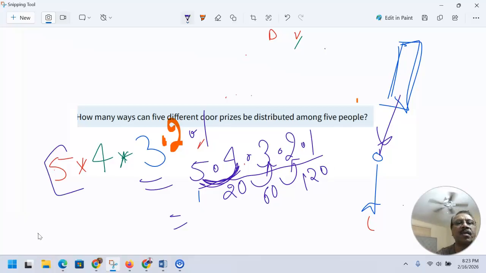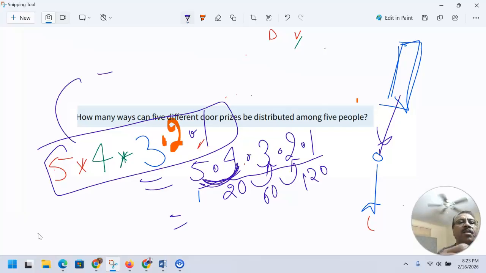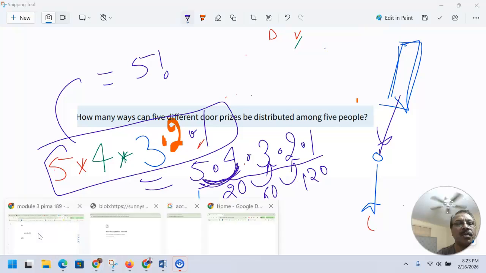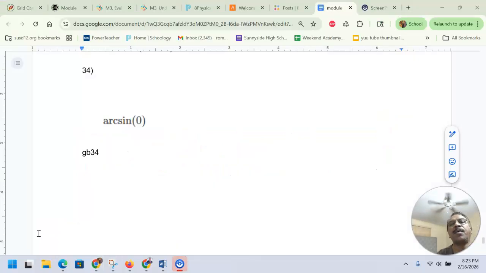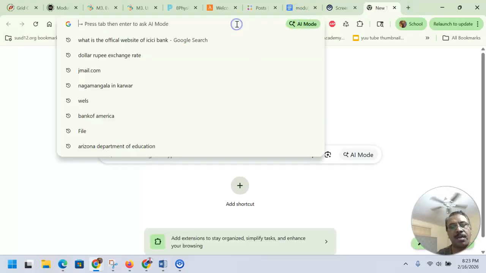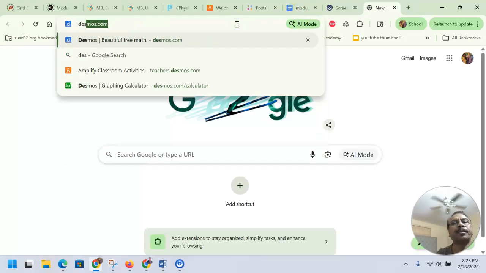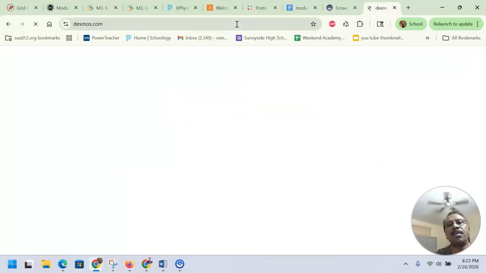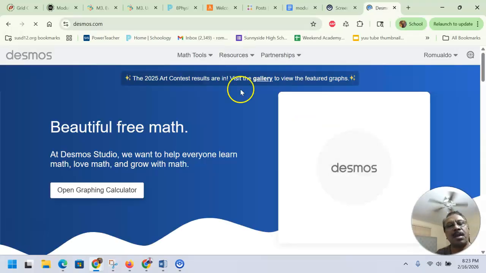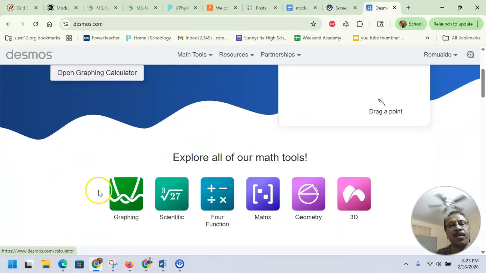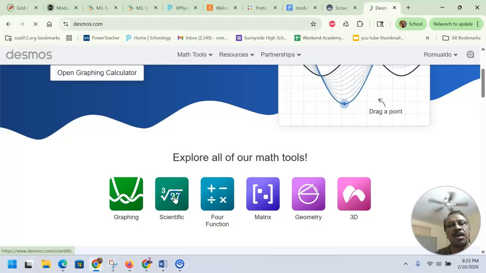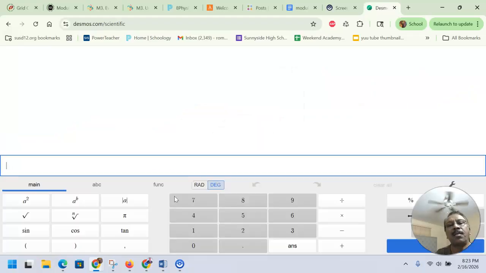Remember, because of the factorial definition, we know this is 5 factorial. So if you go to your different ways, I'm using the Desmos calculator here. Open a new tab on your laptop, click desmos.com, and then you go bottom. You can see there's a scientific calculator. Click on it. I'm going to show you in the class.